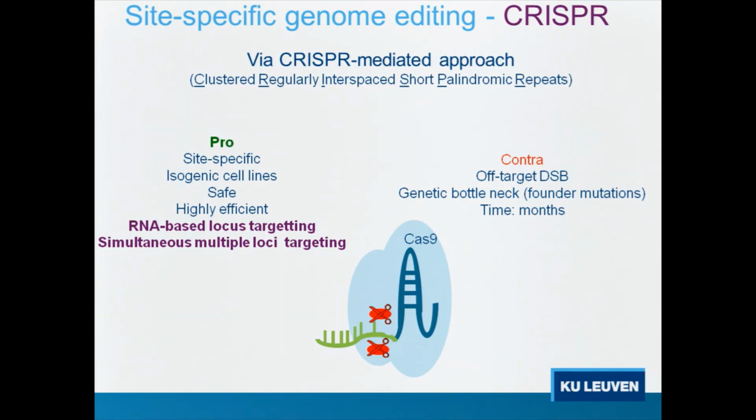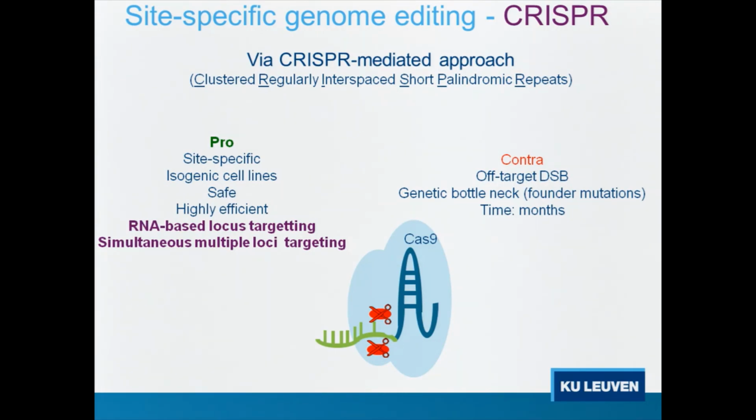And so the pros are, of course, that it's site specific. You do generate isogenic cell lines. It is safe. It is highly efficient. Main advantage compared to the zinc finger nucleases and TALENs is that it's RNA-based locus targeting, so you don't need to engineer proteins that will bind to a specific stretch of DNA. And you can also even target multiple loci at the same time just by using different RNA guidance molecules.